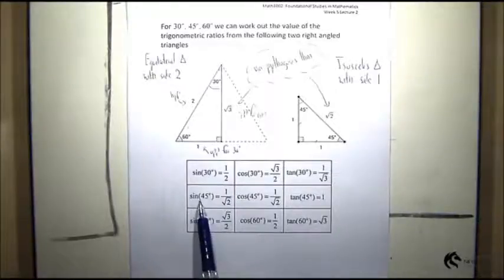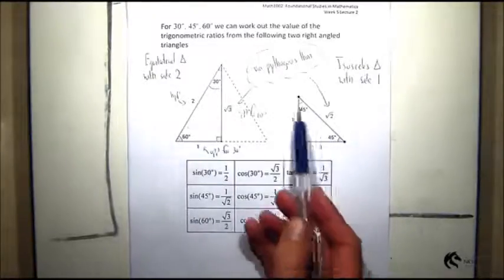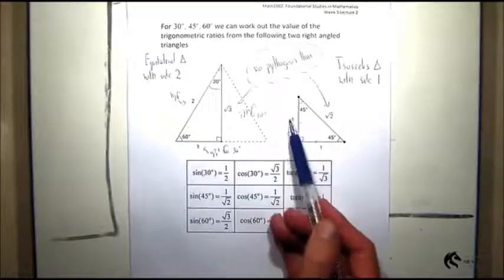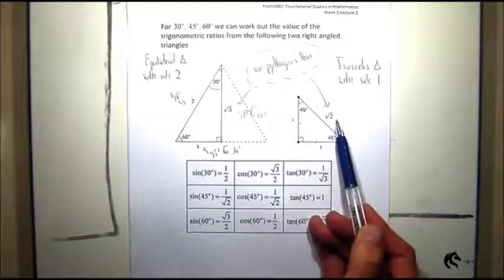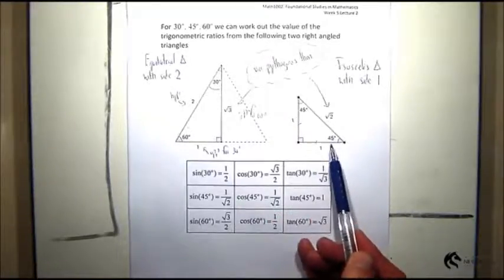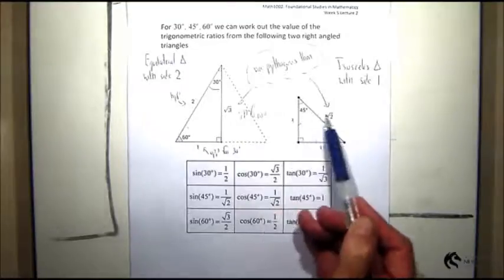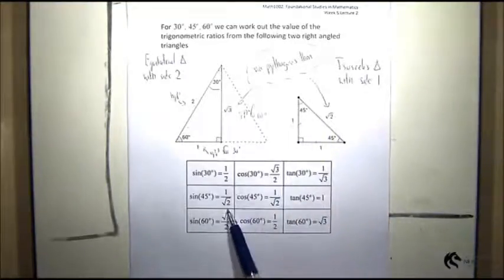Likewise for sine 45 degrees, it doesn't matter which one of these I choose. Let me choose this one. The opposite is 1, the hypotenuse is root 2. So the sine of 45 degrees is the ratio of the opposite to the hypotenuse, so it is 1 on the square root of 2.